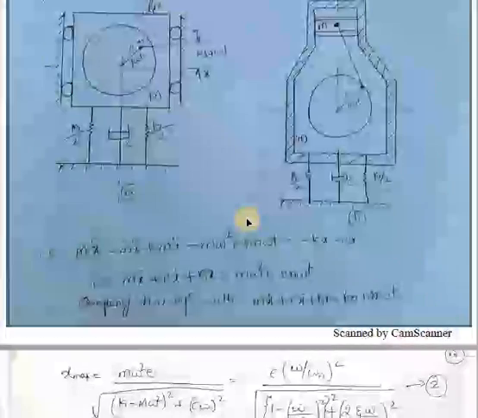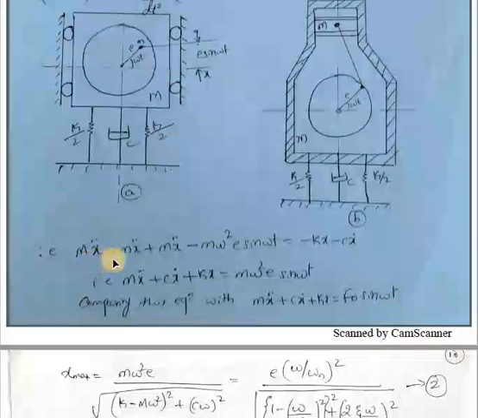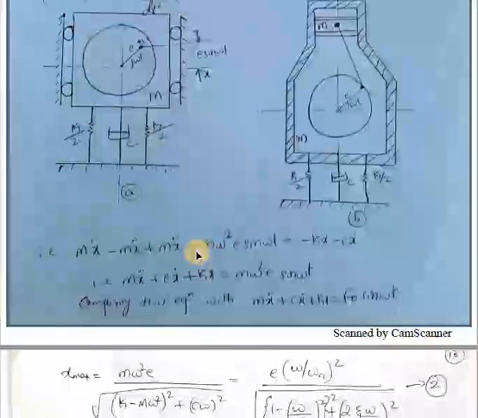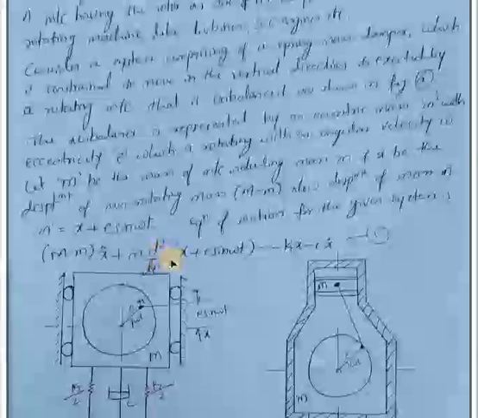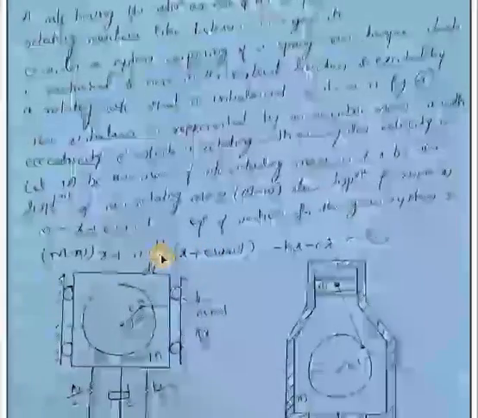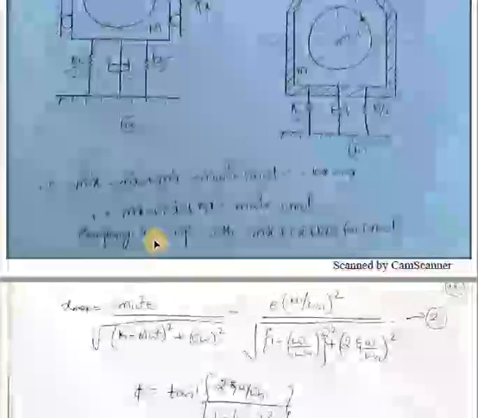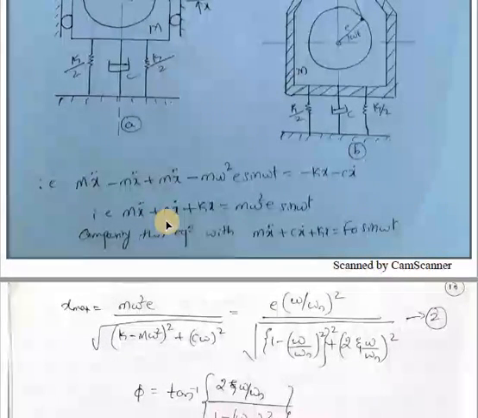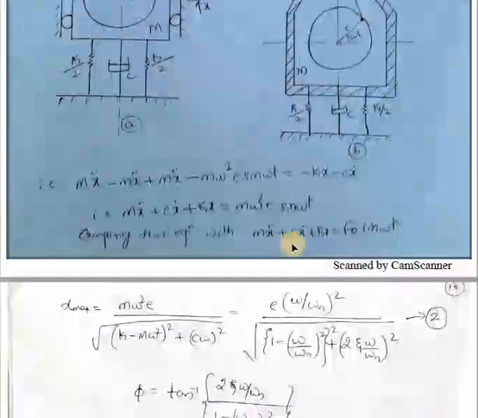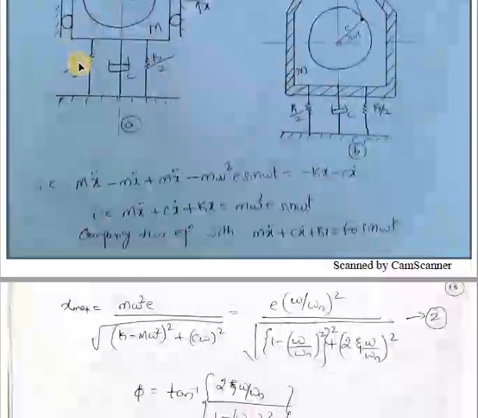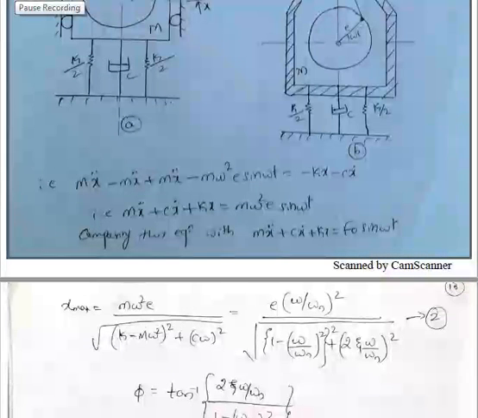If you simplify that equation, it will be (M minus m) x double dot plus m x double dot minus m omega square e sine omega t equals minus kx minus c x dot. To get this, you have to differentiate this term twice. So we get the equation M x double dot plus c x dot plus kx equals m omega square e sine omega t. Comparing this equation with M x double dot plus c x dot plus kx equals F naught sine omega t, which is the standard differential equation for forced vibration.